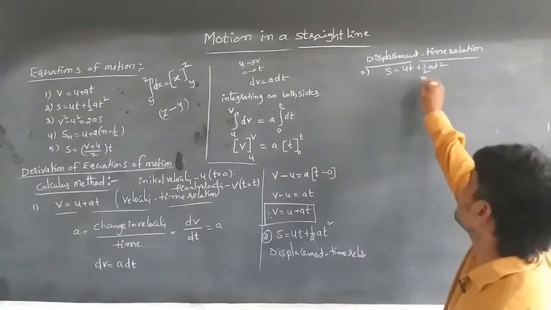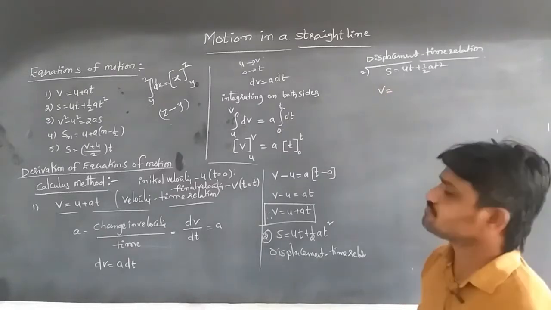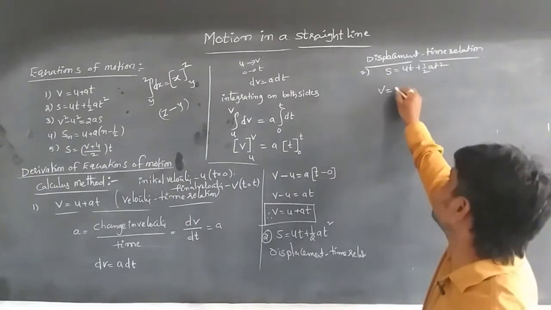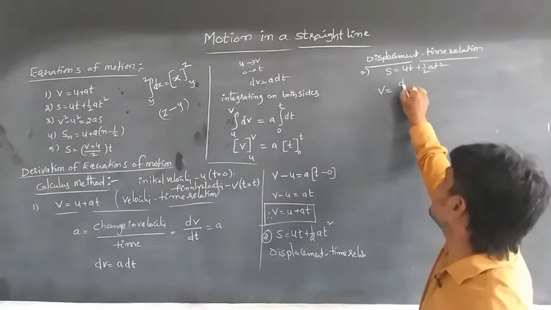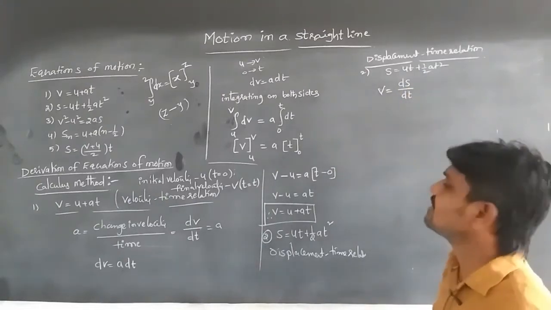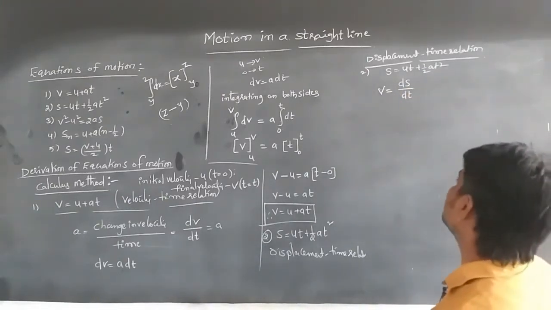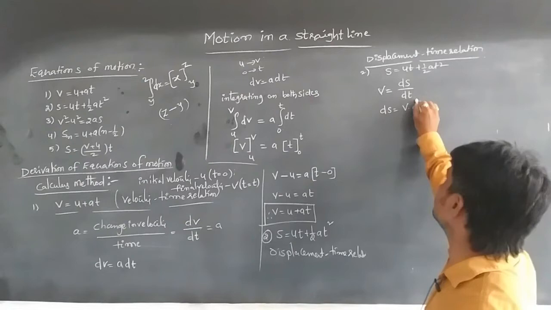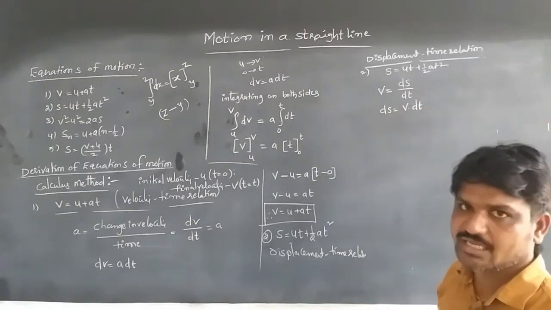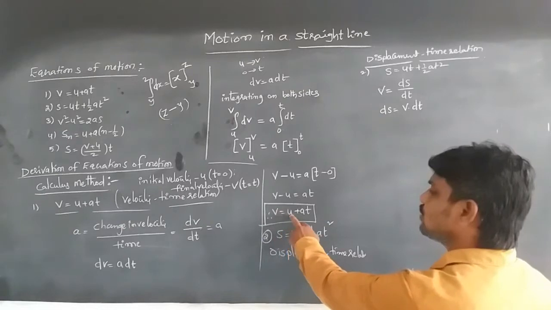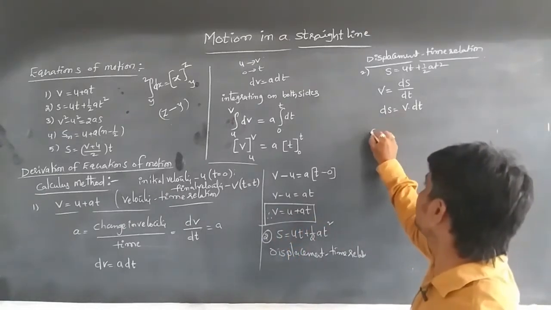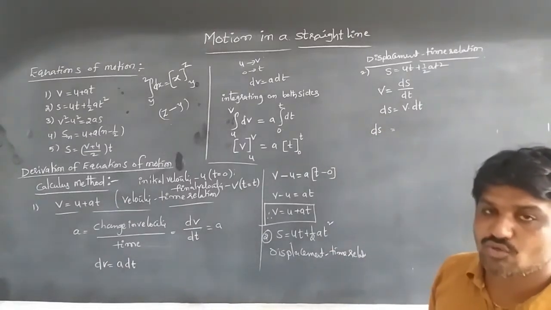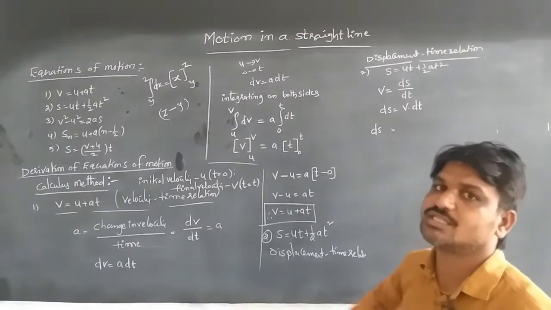Here we know that the velocity v is the rate of change of displacement, so we can write v = ds/dt. From this relation, ds = v dt. But we know v = u + at. From this relation we can write ds, the displacement between the limits 0 to s, from position at time t = 0, when the body is at rest.